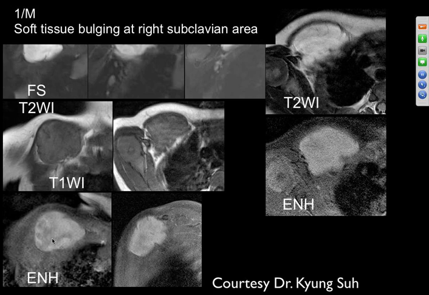Okay. Philip? Tissue bulging at right subclavian area. Let's see. So it looks like that's what we have. There's a soft tissue mass kind of lifting up the pectoralis muscle. And it looks like, you know what? Is there something in the scapula too? I don't know.